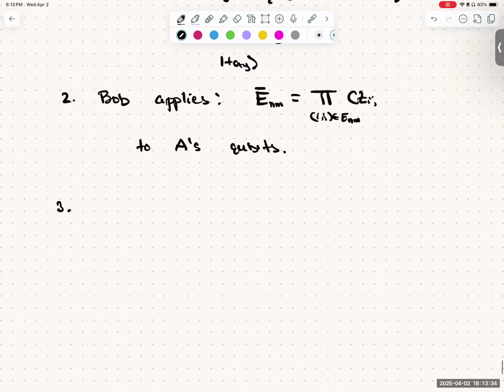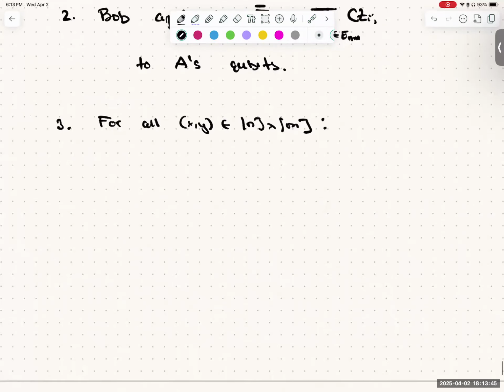And then for all x, y, and m. Okay, so here's the sort of heart of the protocol. Once Alice has this, what goes on? Alice computes. So for all x, y, Alice computes at any given site what the desired computation angle is.